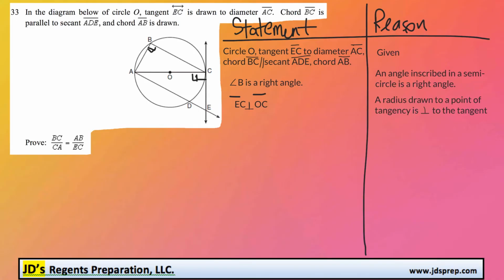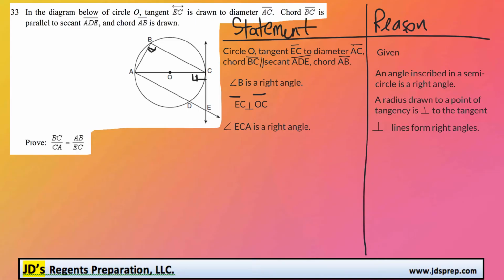So now that we've explained that those two lines are forming a perpendicular angle, we can conclude that angle ECA is a right angle. And the reason for that's pretty straightforward. I mean, perpendicular lines form right angles.